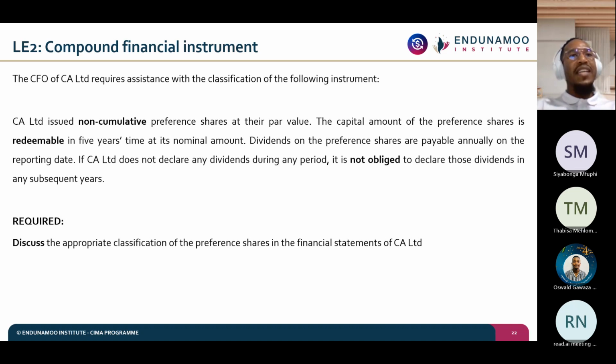The required says we need to discuss the appropriate classification of the preference shares in the financial statements of CA Limited. So we have non-cumulative preference shares that are issued at their par value, meaning there's been a debit entry to the bank account of CA Limited, and the debit entry is equal to the par value. The capital amount being the par value is redeemable in 5 years' time at its nominal amount. The dividends on these preference shares are payable annually, but if these are not declared in any period, CA Limited is not obliged to declare those dividends in any subsequent years.